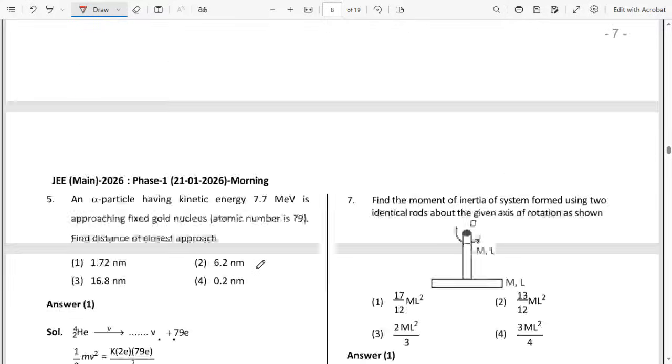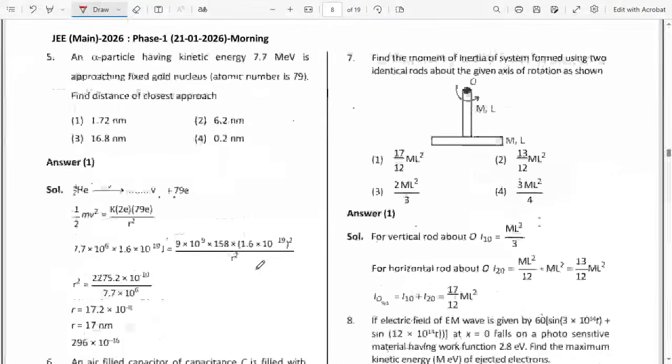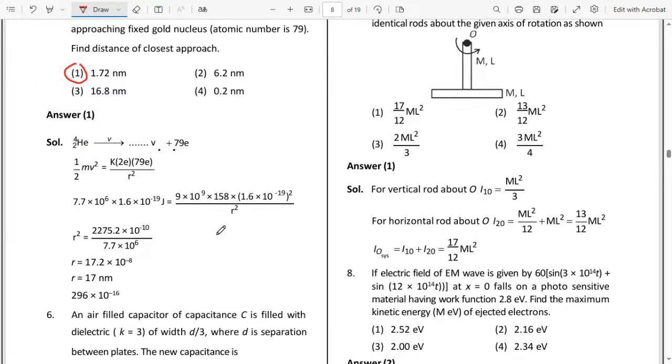Next, question number 5. An alpha particle having kinetic energy 7.7 million electron volts is approaching a fixed gold nucleus, that is atomic number 79. Find distance of closest approach. Option number 1, 1.72 nanometers is the correct option, students. So this is the solution.